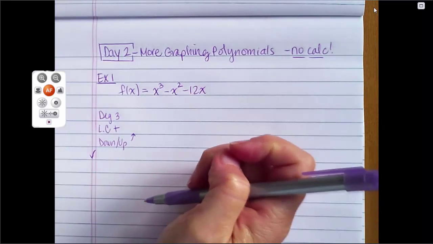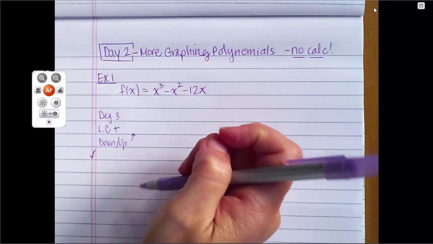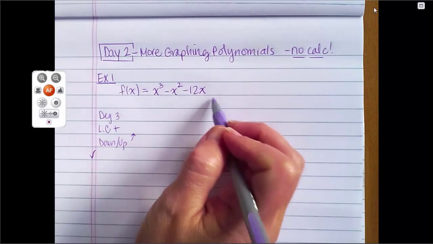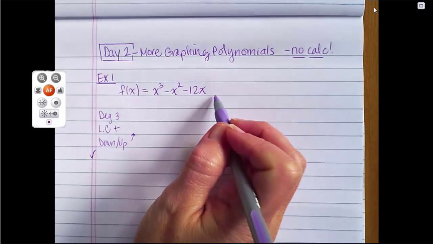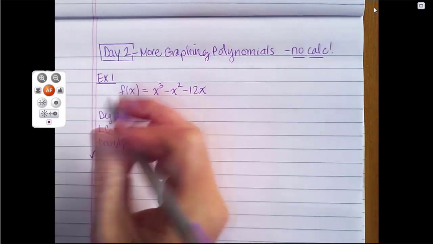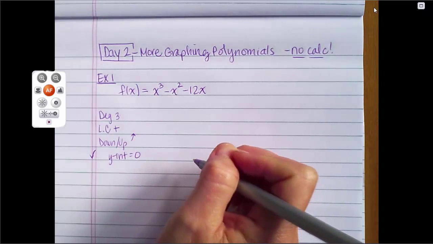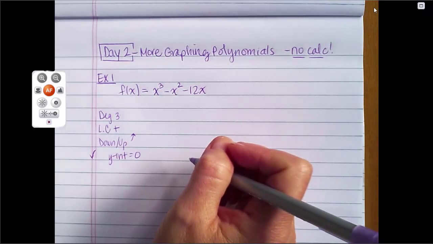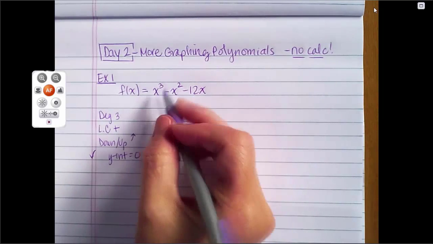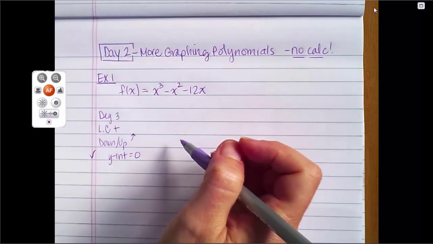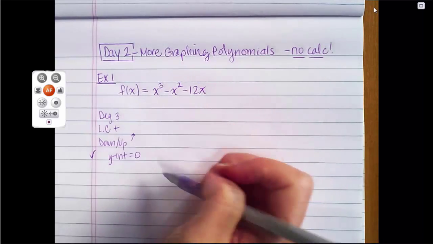So it's going to start down and end up, very much like our parent x cubed. What we need to decide is what it looks like in between. Well, the other thing we learned yesterday is that math is consistent and we can find the y-intercept. Here there is no constant term, so our y-intercept must be 0. And something that we've been doing for years now is factoring polynomials. And so what we'll do to find the other x-intercepts or zeros or roots or solutions is factor this polynomial.